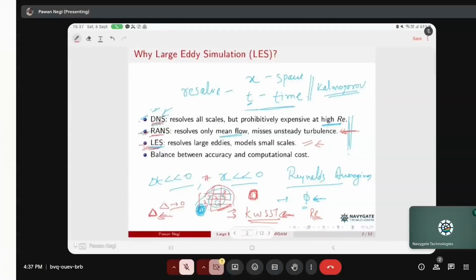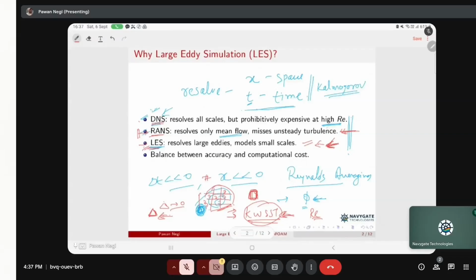Welcome back. In today's lecture, we are going to start where we left off in our previous lecture. So far, we have performed a RANS simulation where we have used k-omega SST. And in today's lecture, we are going to use an LES model to run the same simulation.